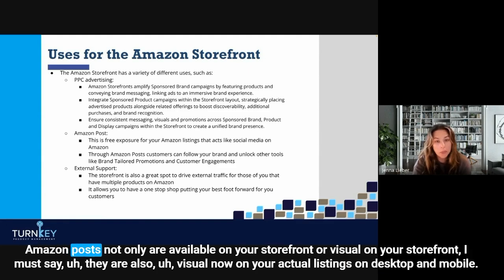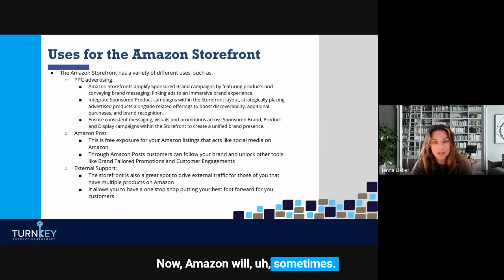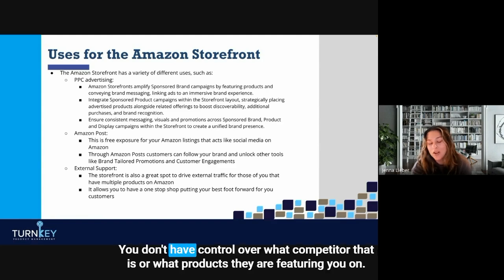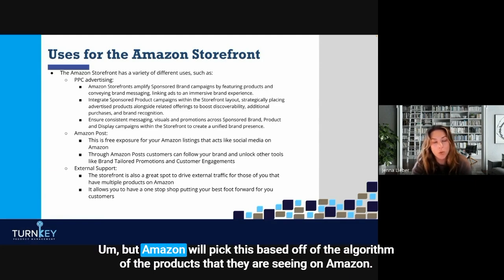Now, Amazon Posts are not only visible on your storefront, I must say, they are also visible now on your actual listings on desktop and mobile. Amazon will sometimes feature your Amazon Posts on your competitors' listings. You don't have control over what competitor that is or what products they are featuring you on. But Amazon will pick this based off of the algorithm of the products that they are seeing on Amazon.